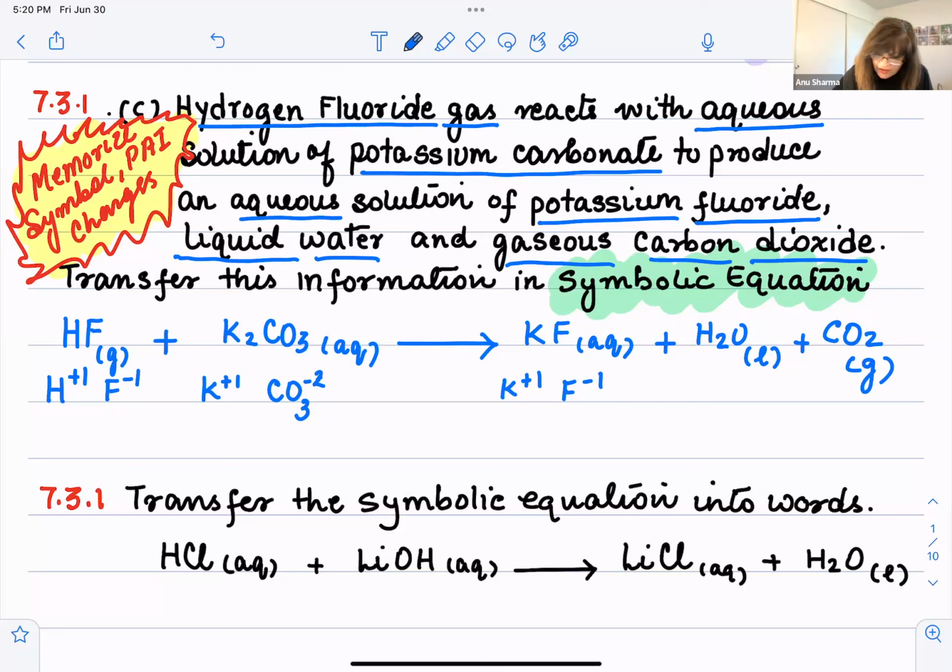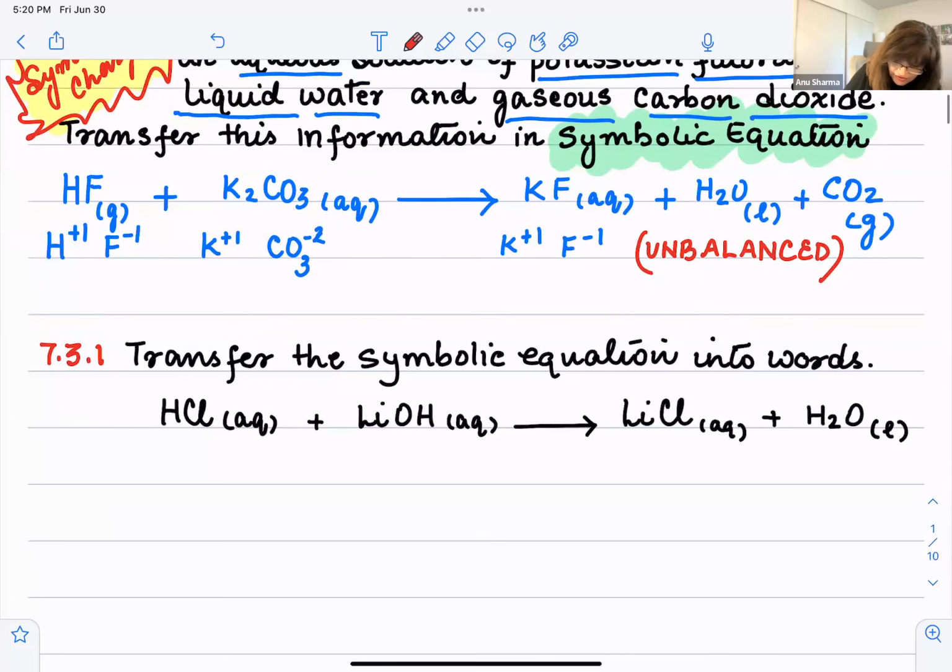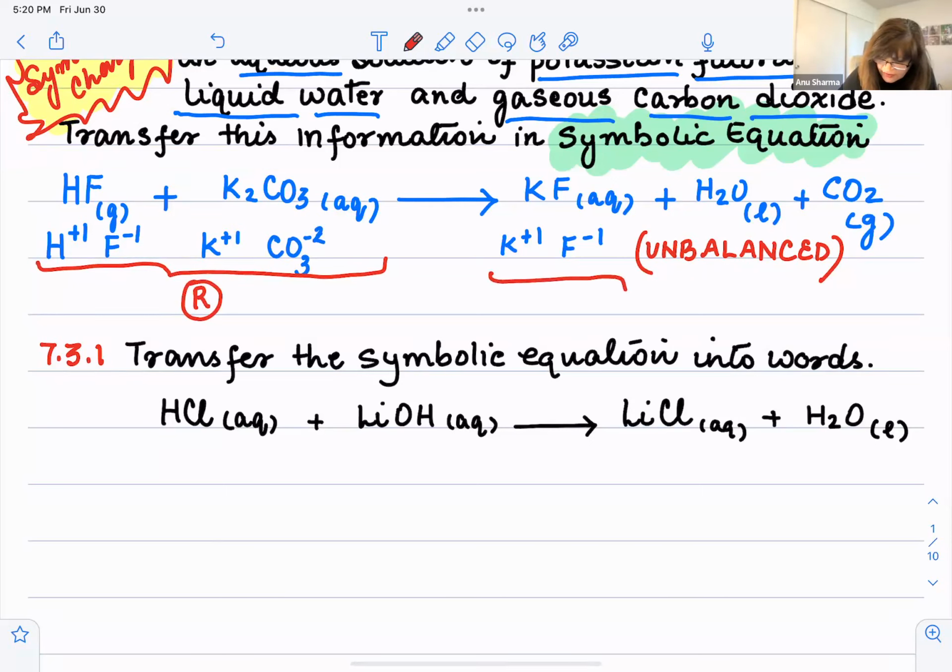At this point, I'm going to make sure you understand that this is unbalanced, because the question is only asking whether you can write things in the symbolic form or not. It's only testing you for that. Right now it's not balanced, so you just write it. One side is the reactants, and this side is the products. Right now it's an unbalanced equation.